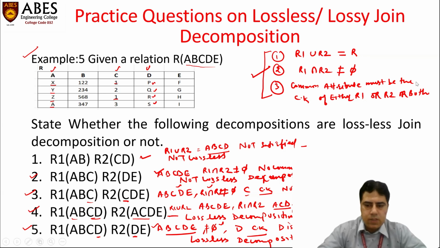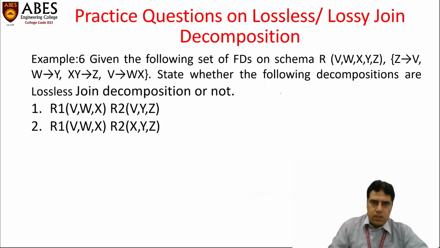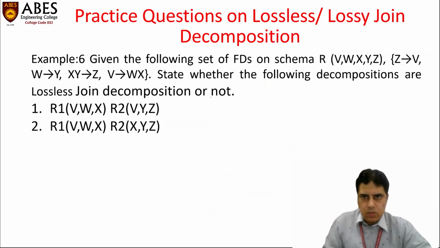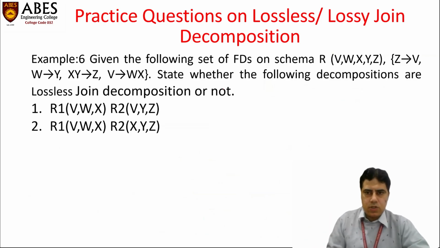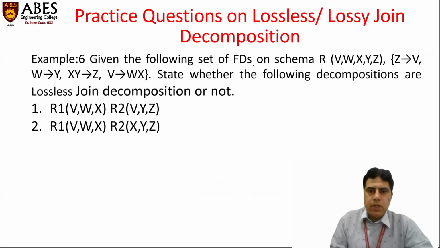So I hope you will understand the concept through this given relation. Now let us understand the lossless and lossy join decomposition concept through functional dependencies. So schema R is V, W, X, Y, Z, and the given functional dependencies are Z determines V, W determines Y, XY determines Z, V determines WX.